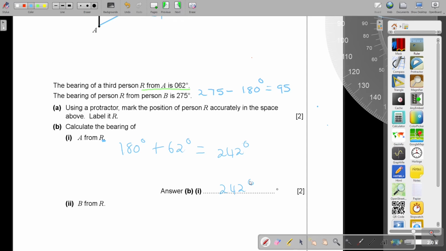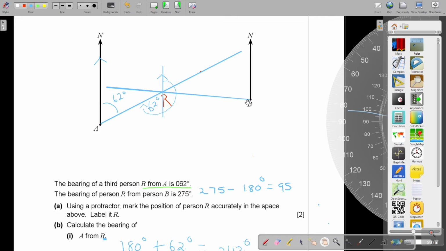And then they say the bearing of B from R. Now let's just see. B from R. Okay. Now let's just find this angle that we got there. So remember, B from R. This angle, can I just show you? When we were finding this angle, can you recall that this angle there was the 180 and that was that 95. Did you see? Now, again, I can work with alternate angles. So don't measure, you have it.